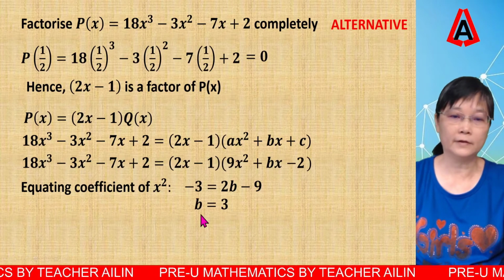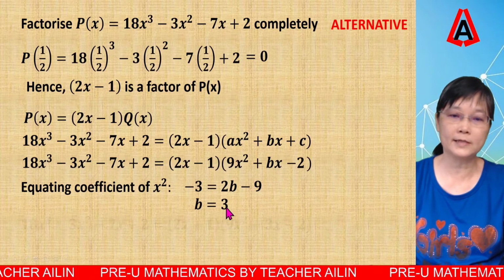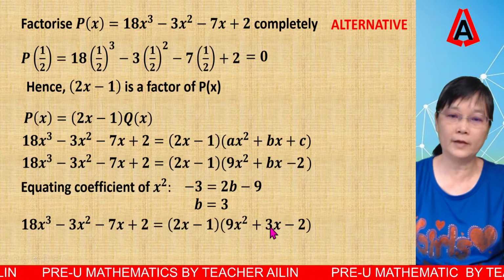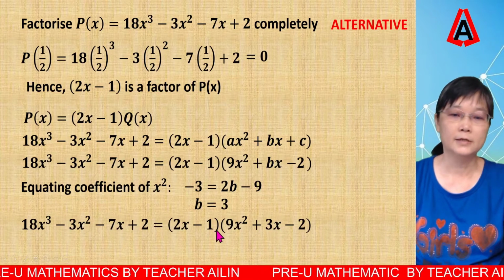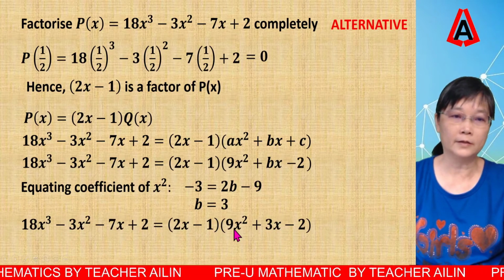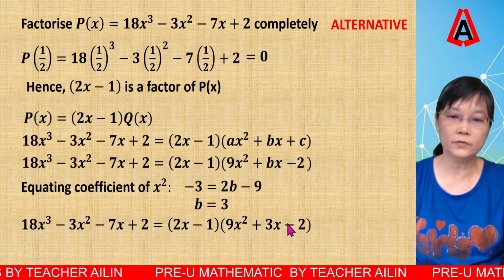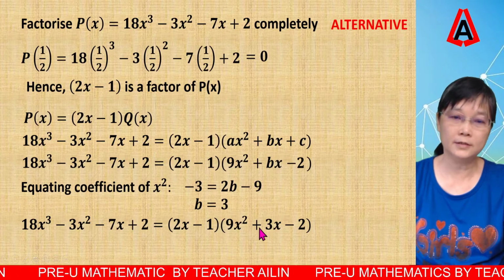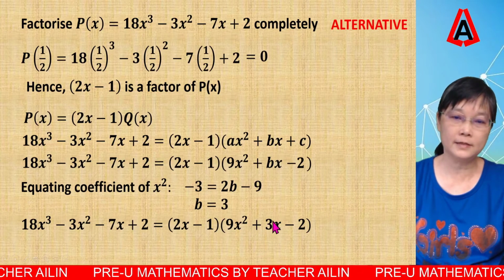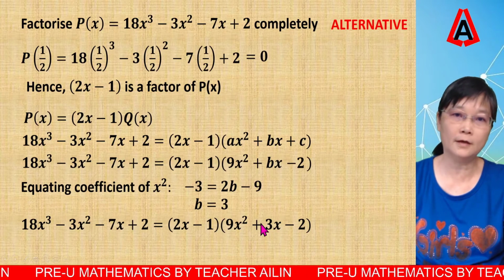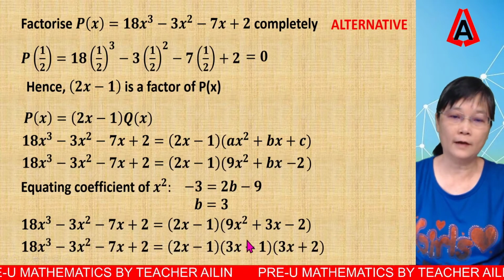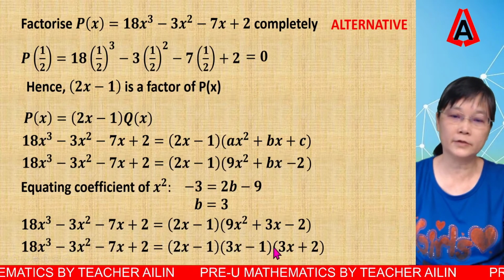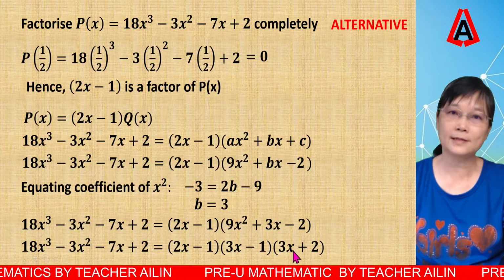After I have got the value of b, now I substitute b with the value 3. So now I have got the quotient q is equal to the quadratic here. Then I'm going to factorize this quadratic to complete the factorization. So after factorizing the quadratic here, now this is the answer.